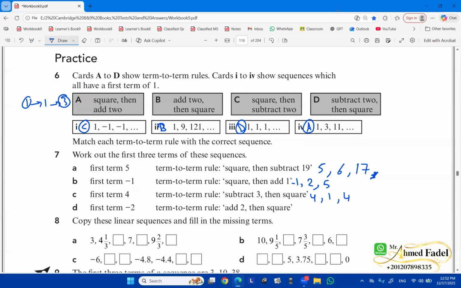Last question over here is the first term is -2. Term to term rule, add 2, then square. Add 2 to -2 becomes 0. Then square it. So first I need to write -2. 0, squaring it is 0 as well. Add 2 becomes 2. Add 2 to the 0 becomes 2. Then square it becomes 4.